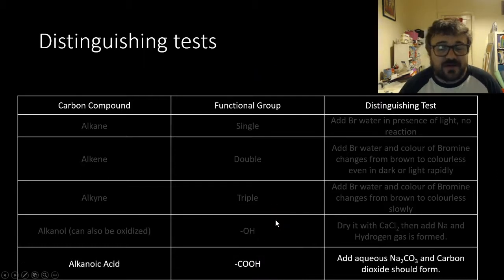Or we can have an alkanoic acid, where if we add sodium carbonate, carbon dioxide will form. And those are our distinguishing tests.